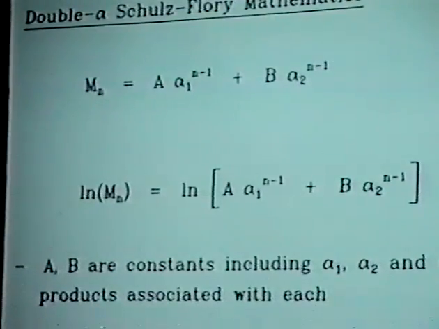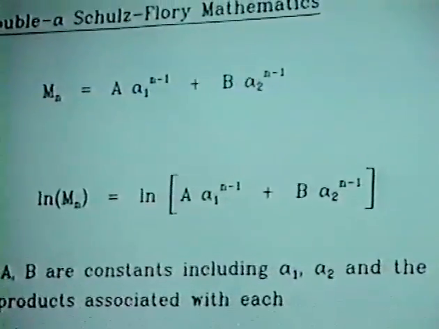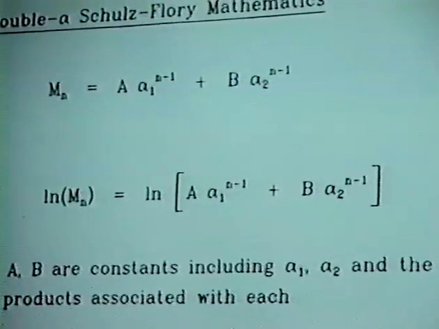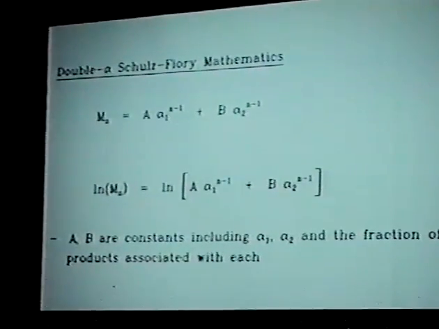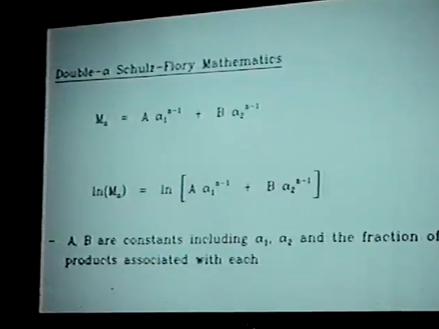Okay. The equation that would govern the double alpha type Schulz-Flory diagram is given here, and it's very similar to the one we've seen before. Again, M sub n is our mole fraction of the products. Alpha 1 and alpha 2 are the chain growth probabilities. A and B are parameters that depend on alpha 1, alpha 2, and C, that breakpoint.